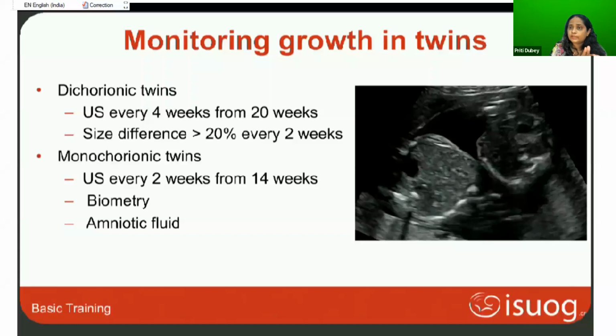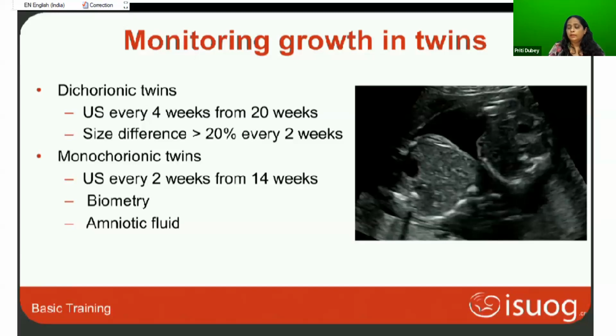Whereas in monochorionic twins, from 14 weeks onwards, every 2 weeks we need to see the fetuses, because these are the fetuses which go into complications very frequently. Selective FGR, then twin anemia polycythemia syndrome, that is TAPS, TOPS, twin oligohydramnios polyhydramnios syndrome, and TTTS, twin-to-twin transfusion syndrome, stage 1 to 5. So these are the babies which go into more complications.